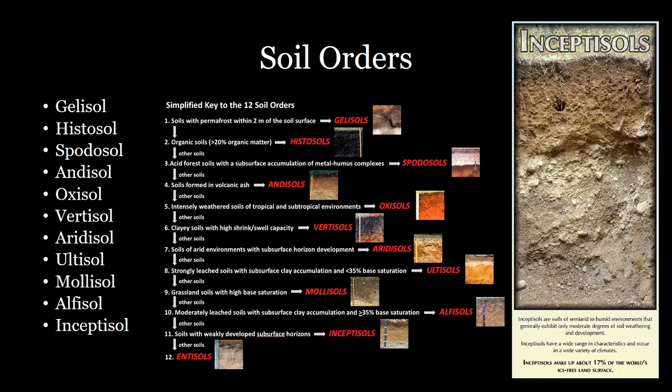Next, we have inceptisols. So inceptisols are baby soils. Inceptisols cover about 17% of the world's area, and they're just recently developed soils, usually in semi-arid to humid environments, where you still have predominantly a C horizon with a lot of boulders and not well-developed soil, and then it's just kind of starting off, making a more developed soil.